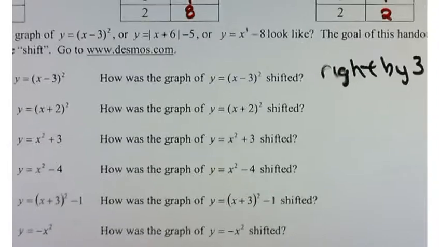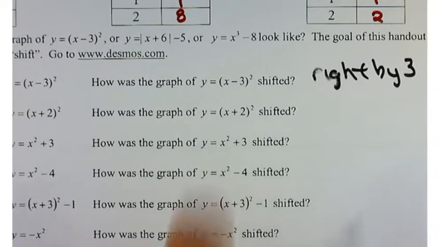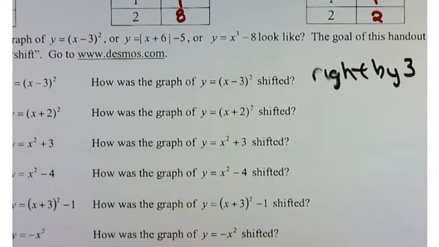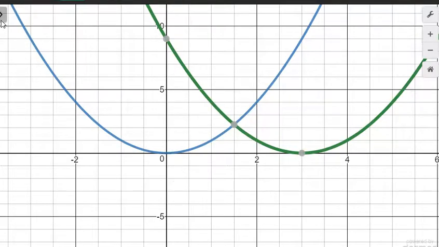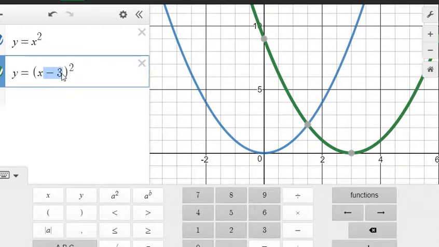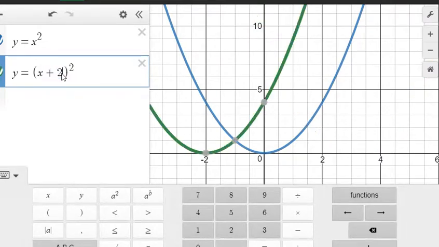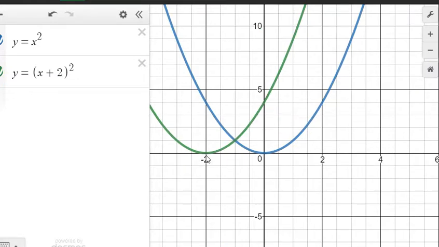Now that we've seen that first one, maybe you can make a prediction for the second one. This one is x plus 2 squared. How do you think that one's going to be shifted compared to x squared? To the left 2. Thank you. So let's see if we're right before we write it down. I'm just going to go back and change this minus 3 to plus 2. And there you go. This graph has now been shifted to the left by 2 compared to the original graph.